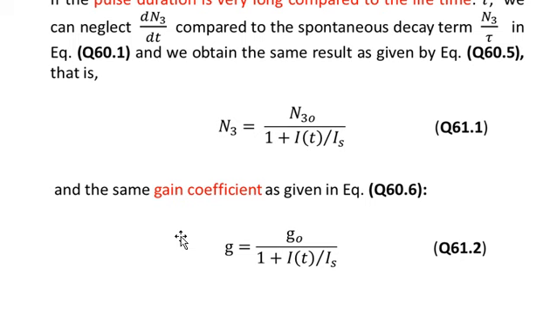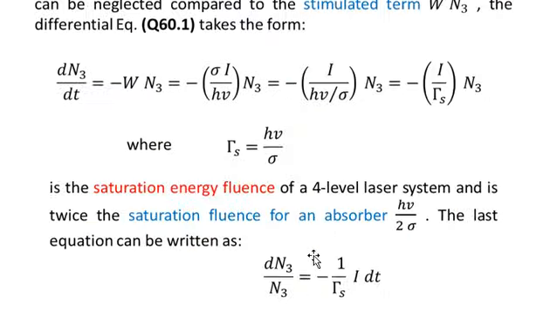and the same gain coefficient as given in equation number 60.6, which is reproduced over here, that is G is equal to G0 over 1 plus I of t divided by Is. In equation number 60.6 we used only I over Is, because there I was a continuous beam and not a function of time. But here, since we are using a pulse, the formula is modified, so that I is represented by I as a function of time. So G is equal to G0 divided by 1 plus I of t divided by Is, as given in equation number 61.2. How we transformed from equation number 1 to equation number 2 is also explained in the appendix.